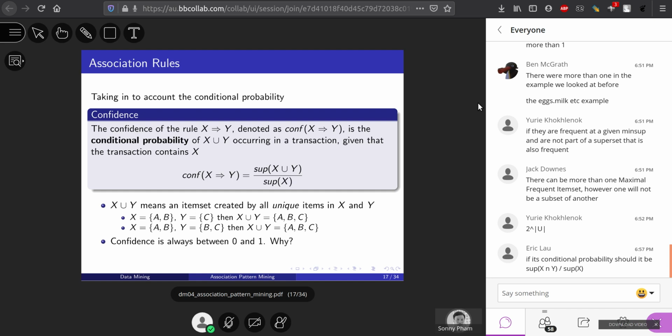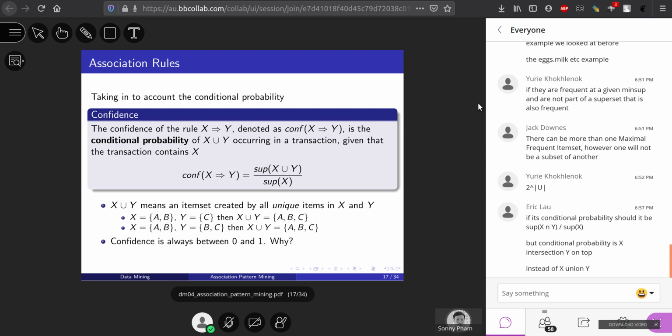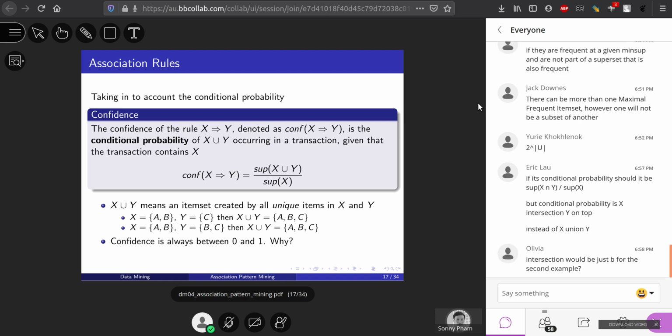However, you also have the case where X is equal to A and B, and Y is equal to B and C. So between them, you have B in common. In this case, X union Y is also ABC. Okay, so I hope that notation is clear. It's just a matter of notation. X intersection Y on top. Conditional probability. Okay, so here we have to work out the probability.